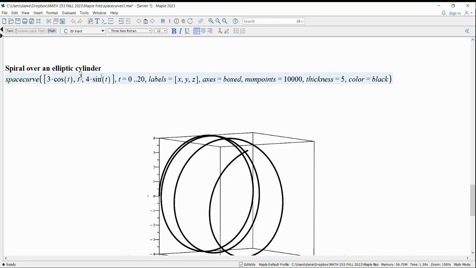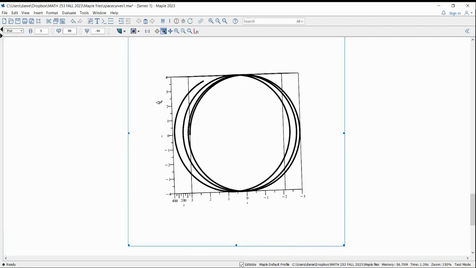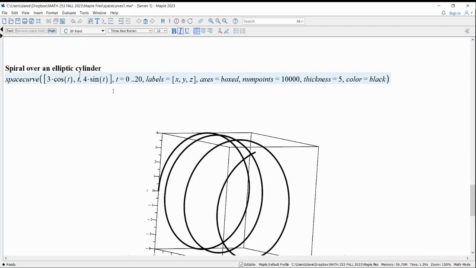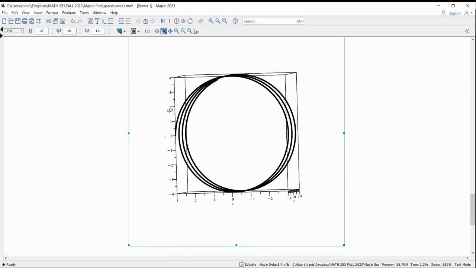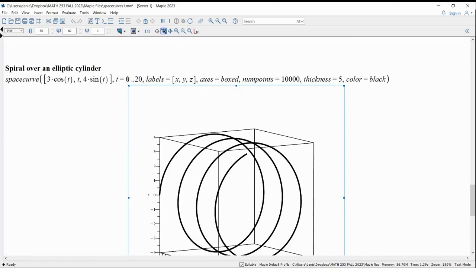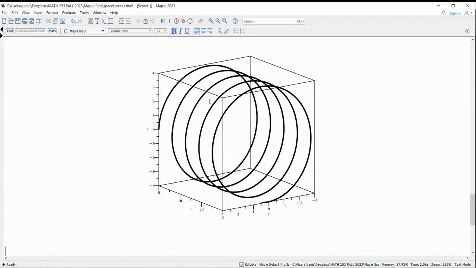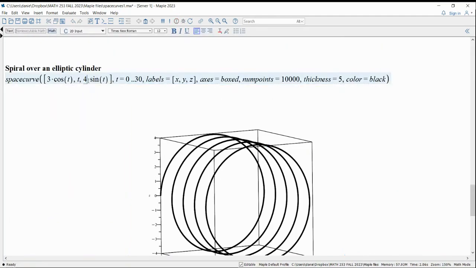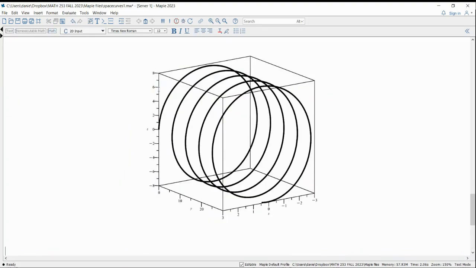Let me see if I can actually modify the function itself. Anyway, it's an ellipse. It's not a perfect circle, but it's not that easy to actually convey this, unfortunately, with Maple. Let me see if I can distort the.